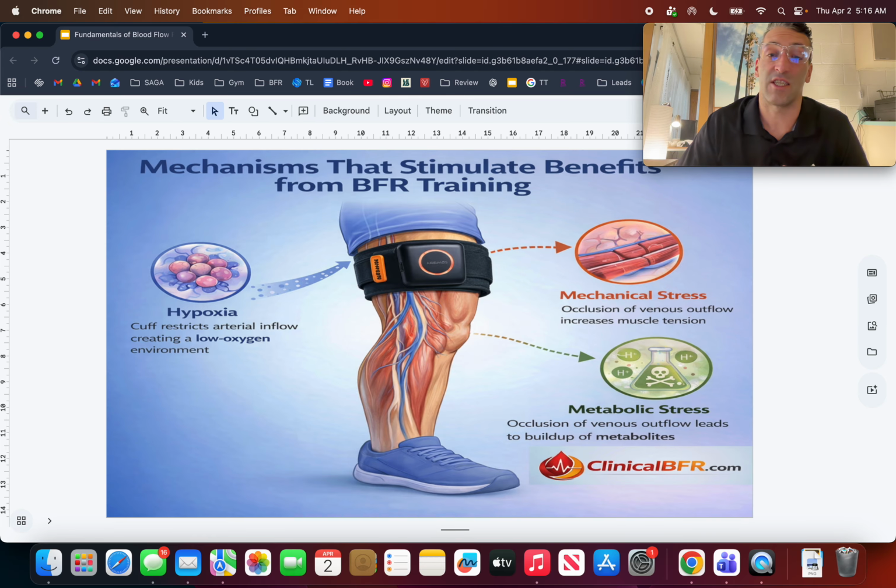The mechanisms that stimulate the benefits of BFR training. Like, why is this so beneficial? Hypoxia, so the creation of a hypoxic environment, does some amazing things within the human body. Mechanical stress, which we'll talk about, is cellular swelling, and then also shear stress is another form of mechanical stress. That's when blood is rushing into that limb during reperfusion. And then metabolic stress, or the buildup of metabolites. Those are three things that benefit BFR training, and that's what drives all the adaptation, I should say.